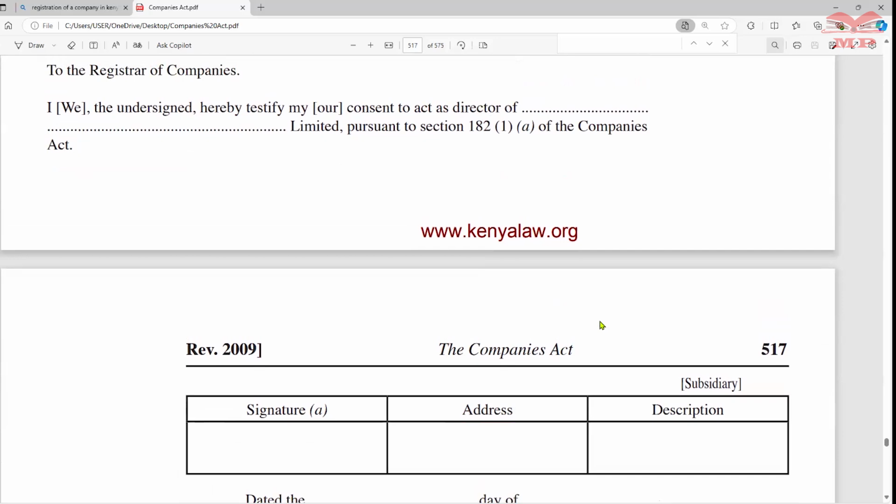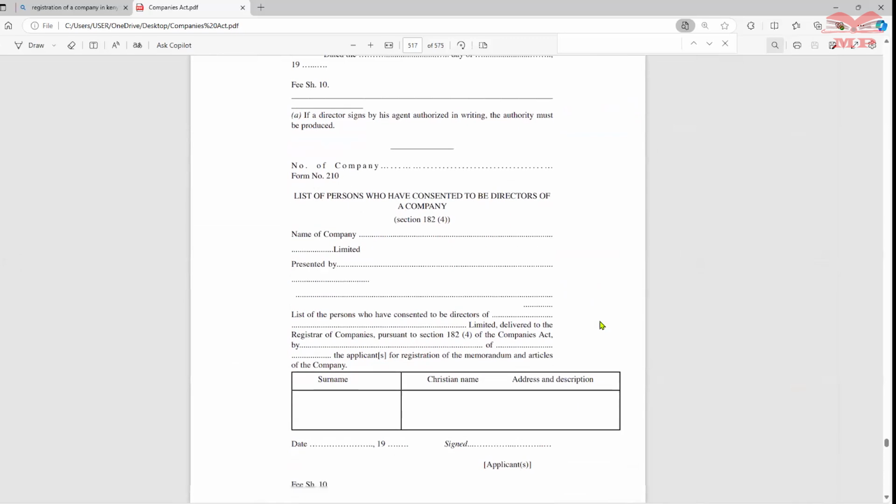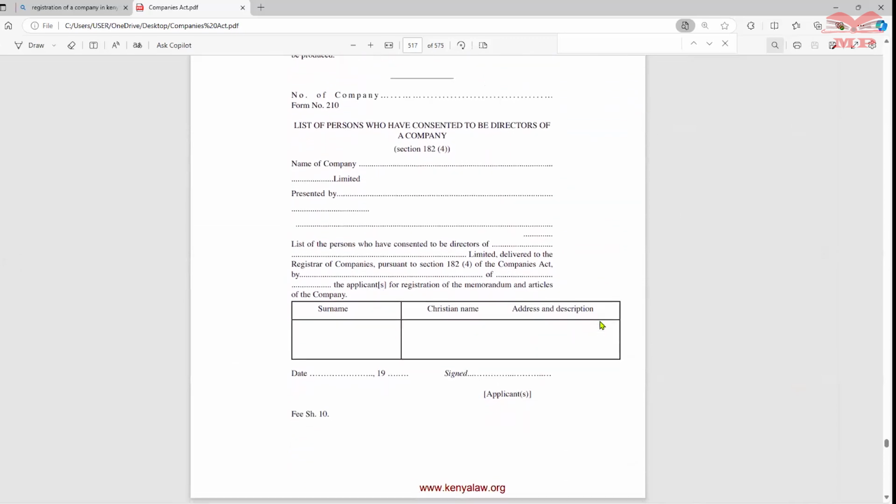We also have the list of persons who have consented to be directors, and that is Form 210. You remember we are talking about the documents required to form the company. These forms are in the Companies Act. They're the regulations that have been set out before you proceed to act or to transact in any business. Not only must you register your articles of association and memorandum of association, these forms are mandatory. You cannot proceed to act without filing these forms with the Registrar of Companies.